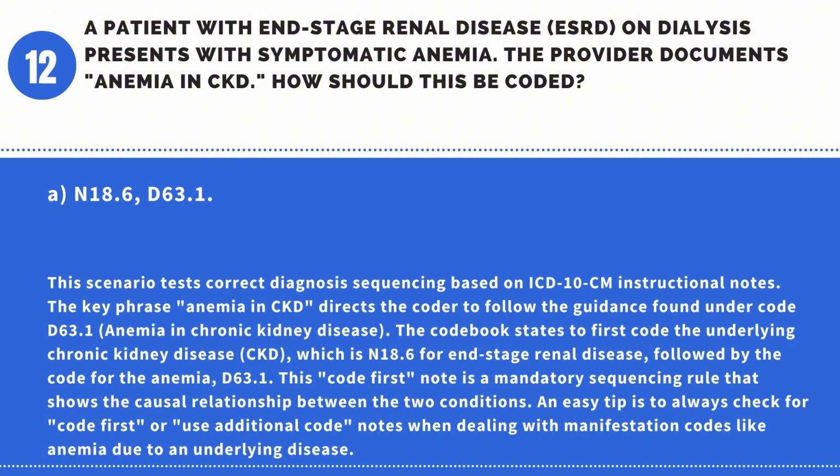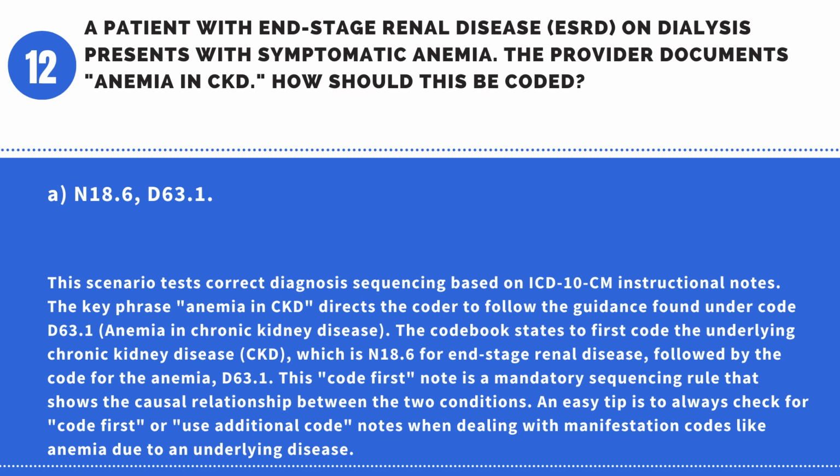Answer: A. N18.6, D63.1. This scenario tests correct diagnosis sequencing based on ICD-10-CM instructional notes. The key phrase anemia in CKD directs the coder to follow the guidance found under code D63.1, anemia in chronic kidney disease. The codebook states to first code the underlying chronic kidney disease, CKD, which is N18.6 for end-stage renal disease, followed by the code for the anemia, D63.1.